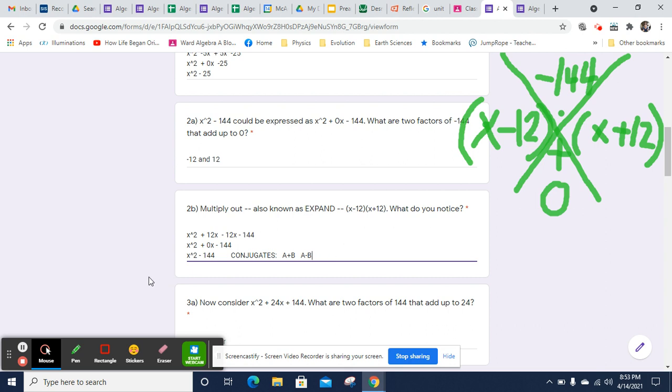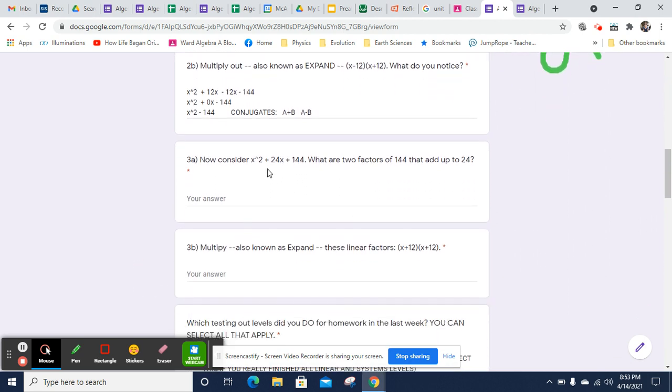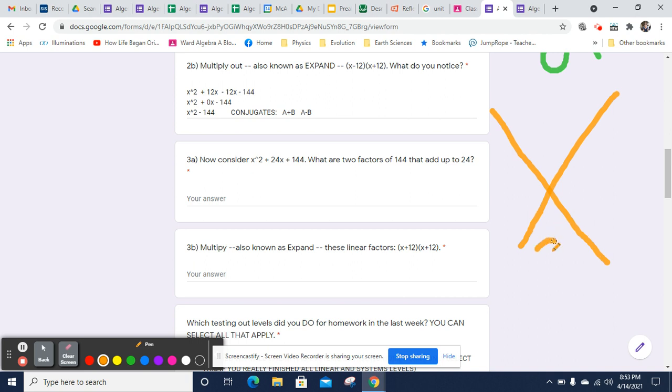All right, let's take a look at the last one. x squared plus 24x plus 144. What are two factors of 144, this time it's positive, that add up to 24? So we want 24 as our sum, so plus, and we want 144 as our product. So a product means we are multiplying. So what are two factors of 144 that add up to 24? Well, 12 and 12 will do the job.